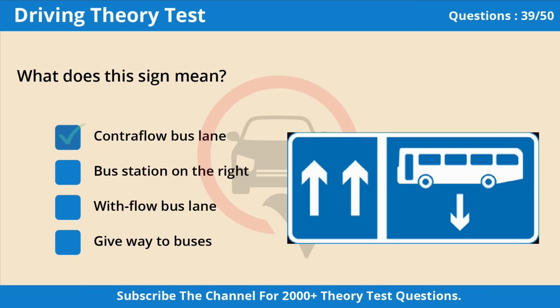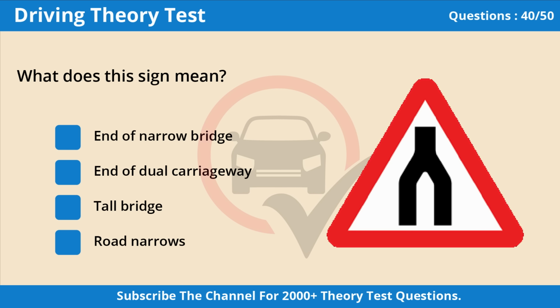A. Contraflow bus lane. Question 40. What does this sign mean? A. End of narrow bridge. B. End of dual carriageway. C. Tall bridge. D. Road narrows.